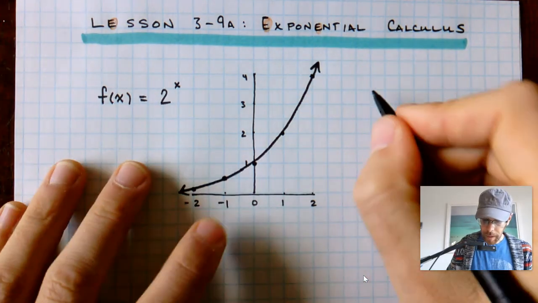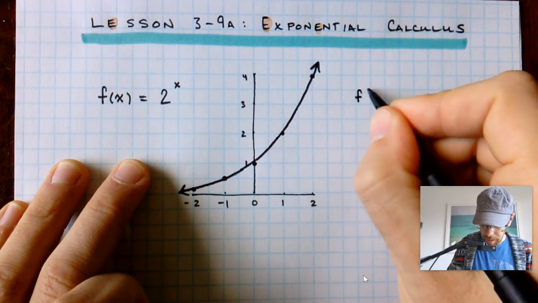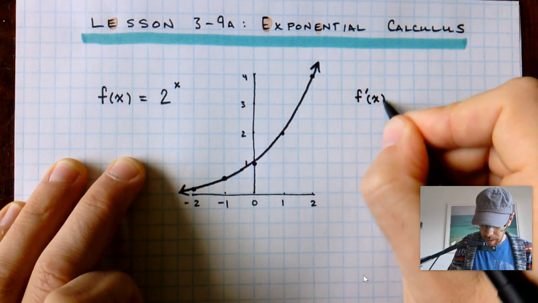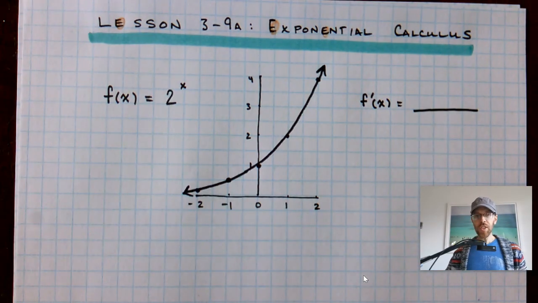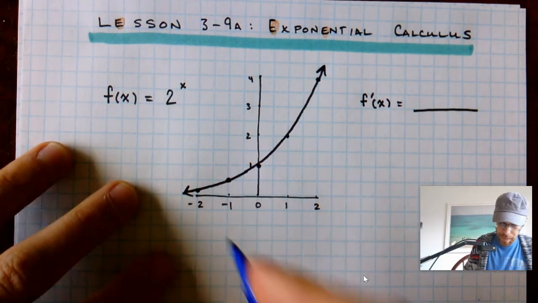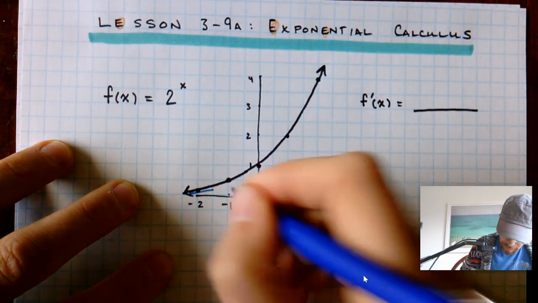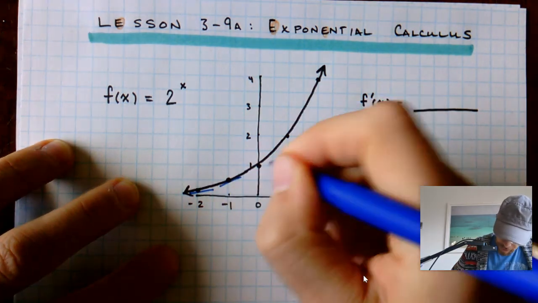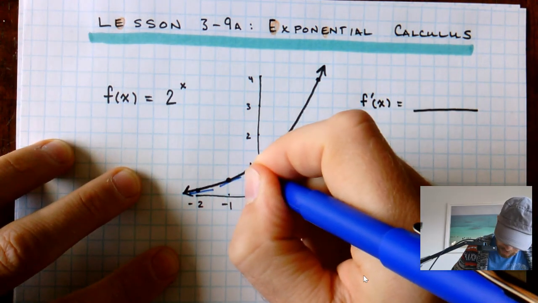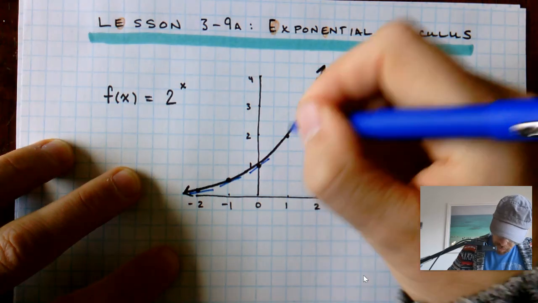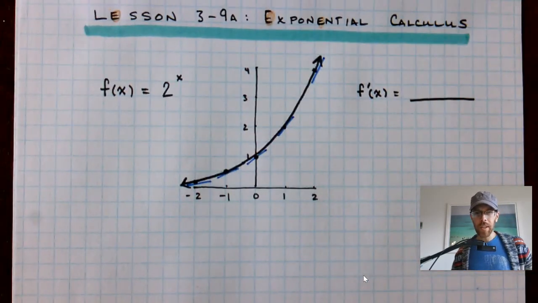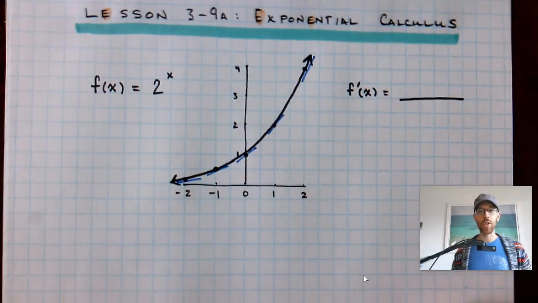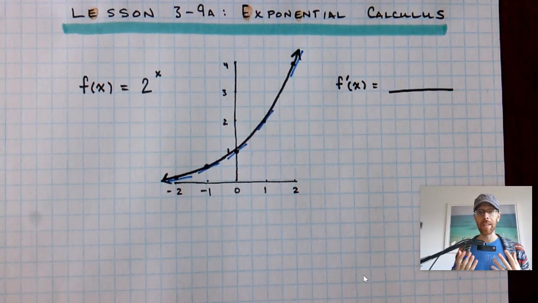Our goal is to cook up the derivative function. And let's just start by hitting some slopes. So I'm going to hit the slope at -2 and at -1 and at 0 and at 1 and at 2. So let's look at those 1, 2, 3, 4, 5 slopes. The first thing that I notice is that every single one of those slopes is positive.